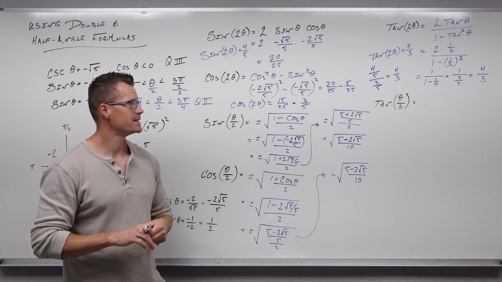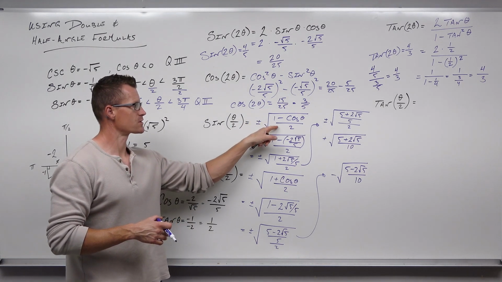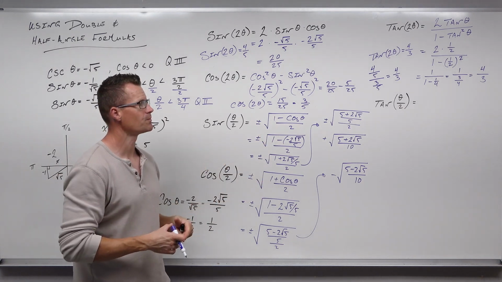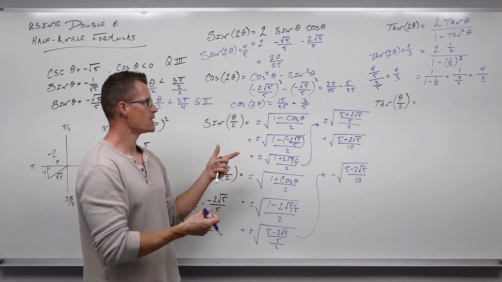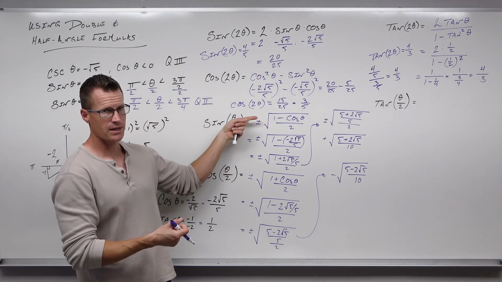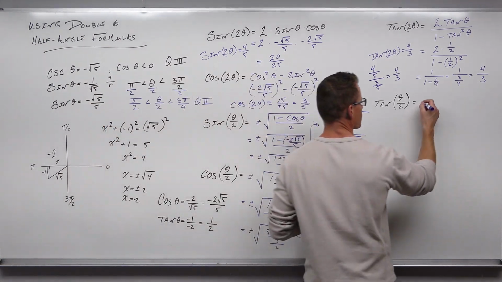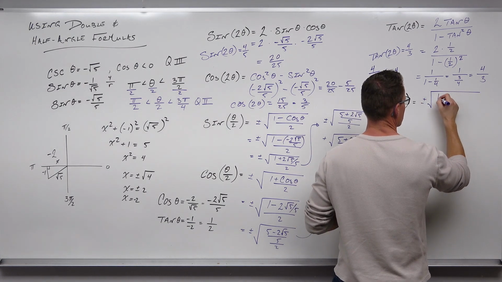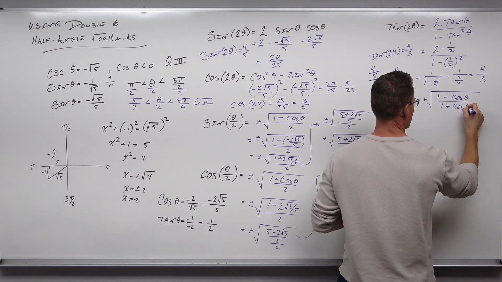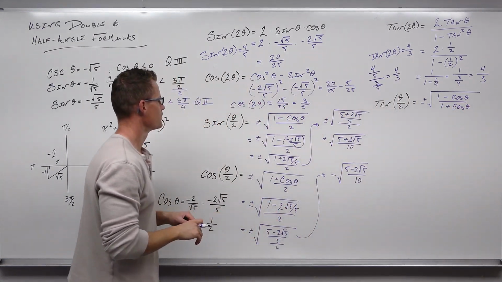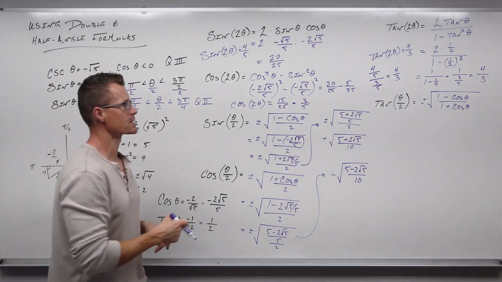Okay, so let's take a look at tangent of theta over 2, the half angle formula for tangent. What we're going to do is basically take a look at this formula, and the 2's cancel. So tangent is always a sine over cosine idea. That's where it comes from. And so we're going to take plus or minus square root of 1 minus cosine theta over 1 plus cosine theta. Cosine theta is negative 2 square root 5 over 5. So we're going to put that in both places.